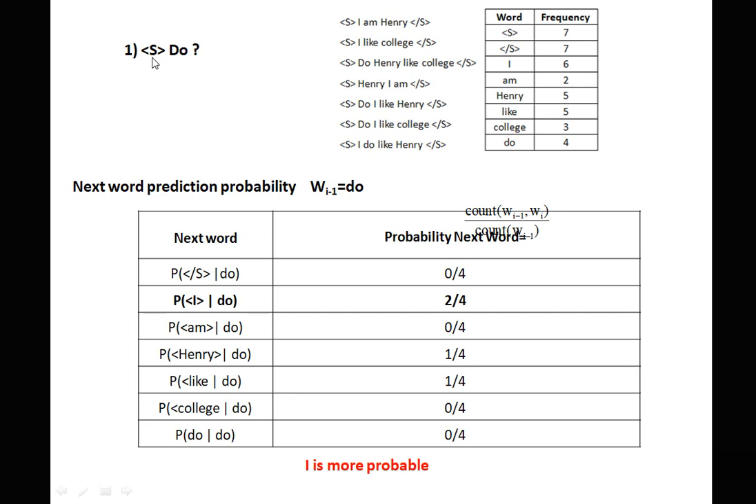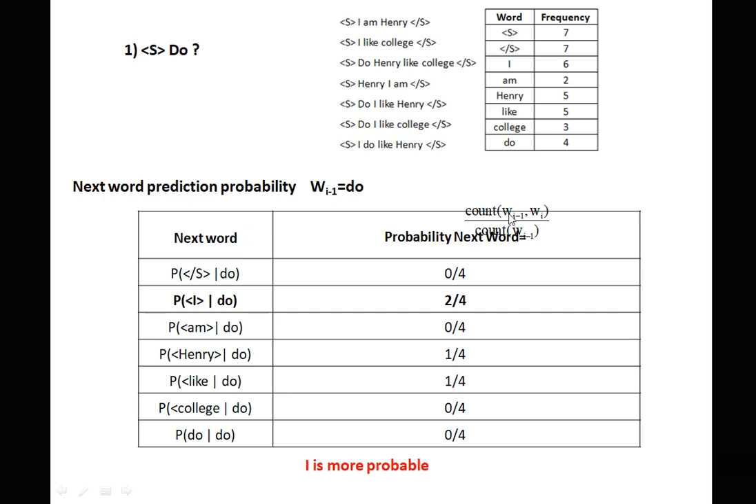Now the first problem is: start of the sentence, do. We require to predict what should be the word for the question mark, or what will be the most probable word after those two, the start and do. Now we are using the Bigram model. So our previous word becomes do. For the next word prediction probability, wi minus 1 is do, and our current word wi is nothing but all the words except the start of the sentence, because once the statement has started, there is no possibility that the start of the sentence will come again. So all other possibilities are end of the sentence, I, am, Henry, like, college, and do. Means after do, end may come, I may come, am may come, Henry, like, college, do may come. That is, we are checking all the probabilities.